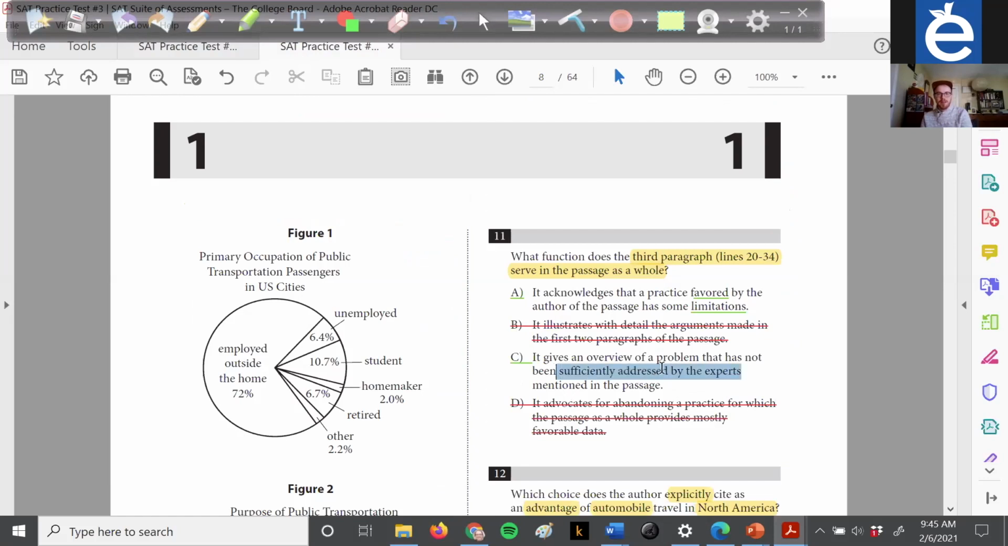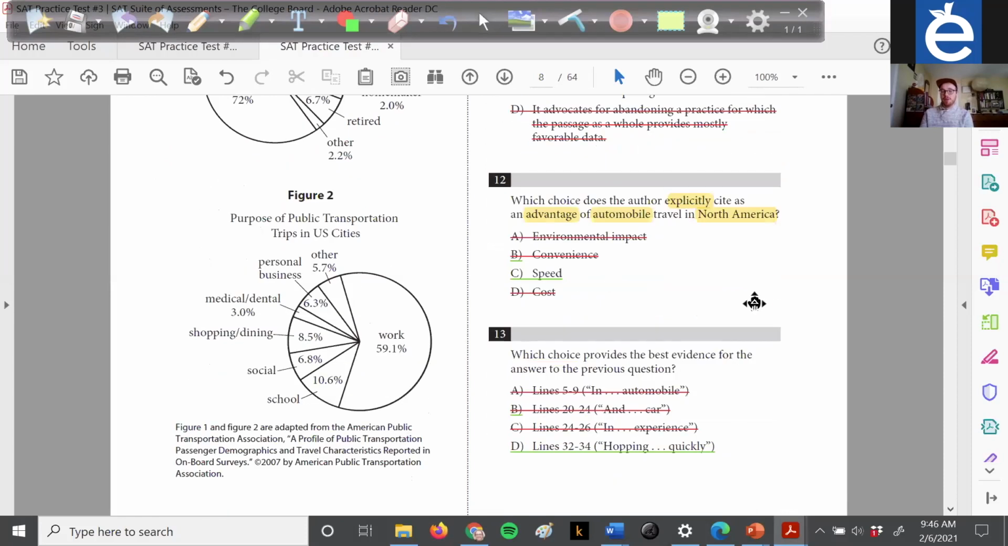Not been sufficiently addressed. That kind of seems like we're expecting them to address it, but that's not what demographers cover. They cover populations. They don't cover like how crowded a bus is. So A, which we kind of favored already, is our right answer. The third paragraph gives some downsides to something that the author generally thinks is a good idea.